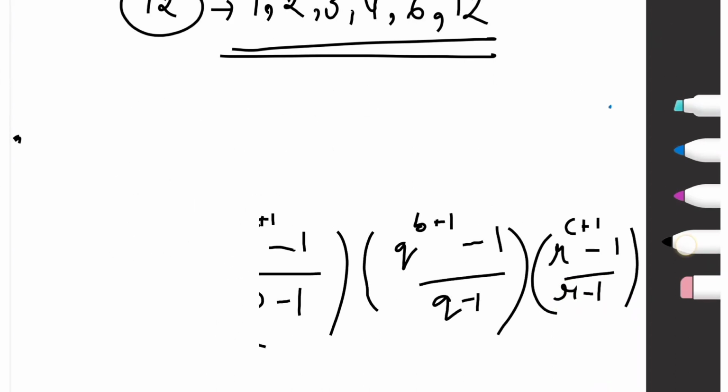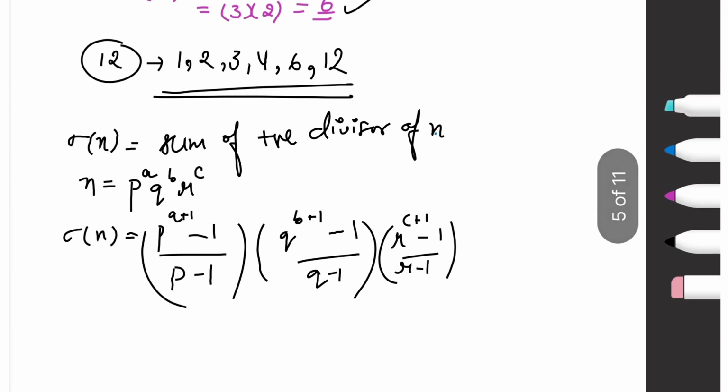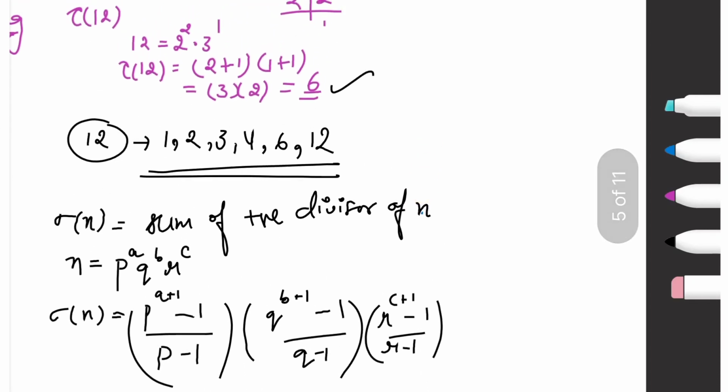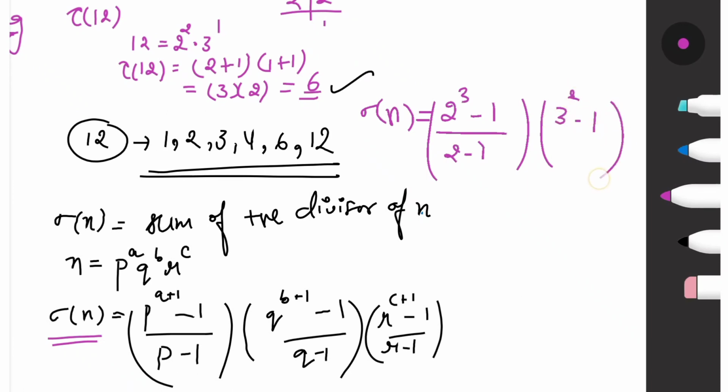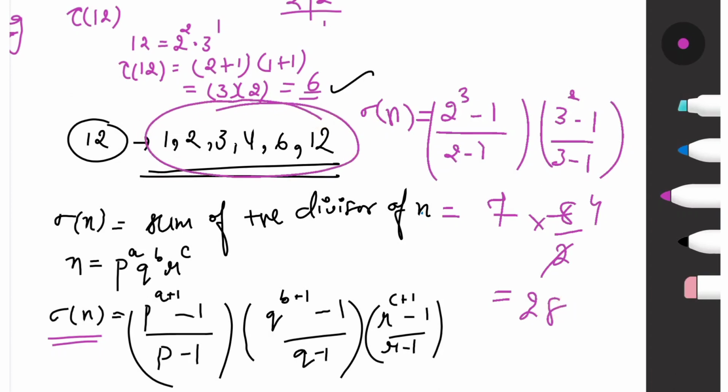Let's take the same example. As we have factorized 12, we got 2 to the power 2, 3 to the power 1. Let's find out sigma n. This equals (2 to the power 3 minus 1) by (2 minus 1), then (3 to the power 2 minus 1) by (3 minus 1), which implies 7 by 1 into 8 by 2, and that is 28. So the sum of these positive divisors is 28.